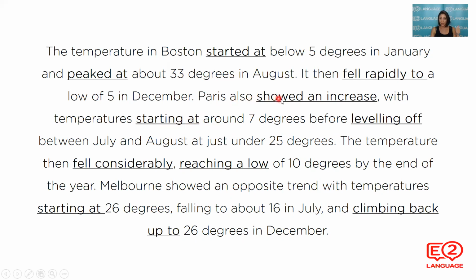So for example, Paris showed an increase with temperatures starting at. I can't say Paris showed an increase with temperatures started at. Okay, so the second one is in gerund. And also leveling off, the second. What about this example? The temperature fell considerably, reaching a low. Here, Melbourne showed is the first past tense verb, but then I've got two other past tense verbs in that sentence. But only the first one takes simple past, the following ones take gerund.